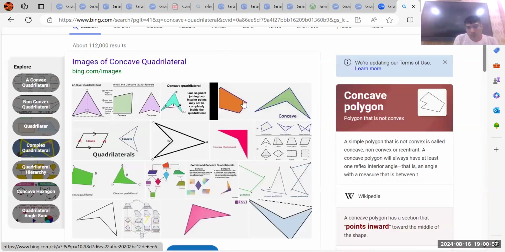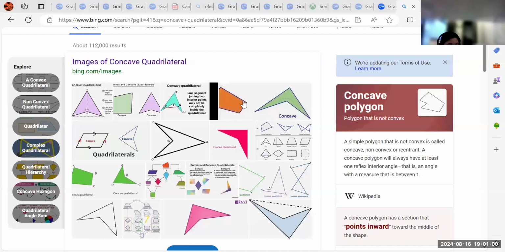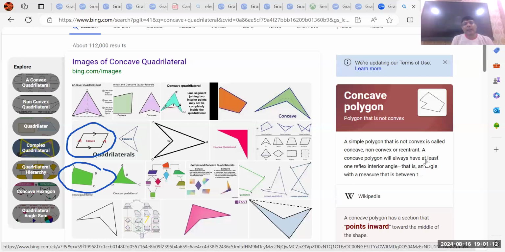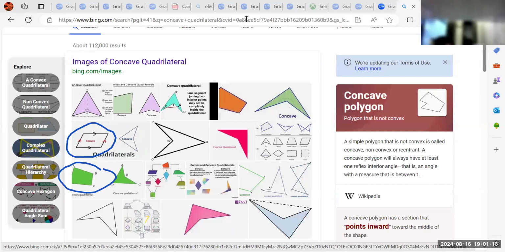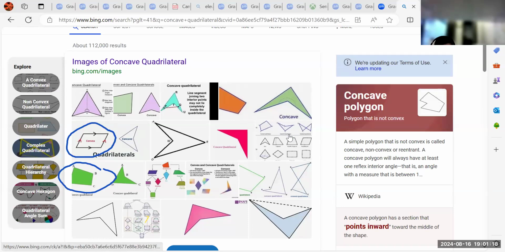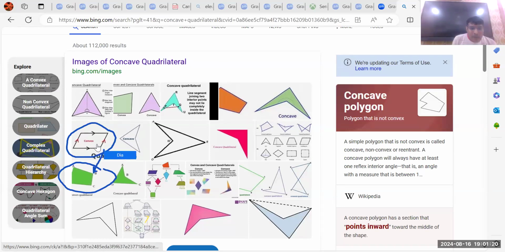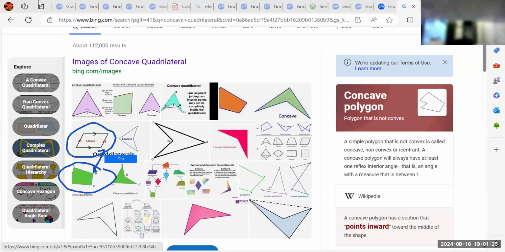Sir, may I annotate? This one and this one. How? A simple polygon that is not convex is called concave. A concave polygon will have at least one reflex interior angle. So how are these two concaves? These two are not concave. इनमें convex लिखा भी हुआ है अगर आप देखो. I can't see them.